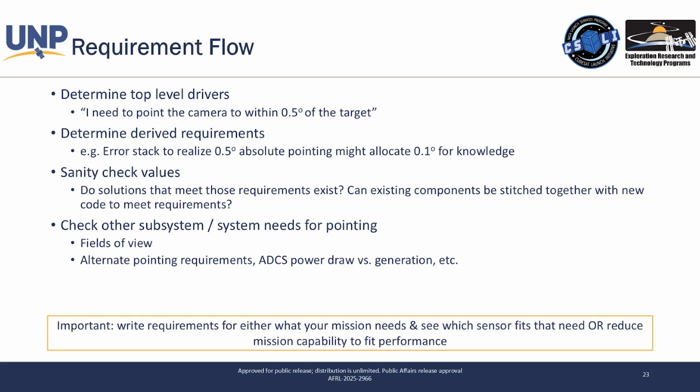And then check your other subsystems. Fields of view, right? Do my antenna fields of view all align the way I need, right? Is down towards Earth? Is GPS pointed out towards space and not towards Earth so I can see the GPS satellites? Those types of things. We have talked about this a little bit, but you write requirements for either what your mission needs and see if you can find capability to meet that, sensors and actuators, or figure out what actuators you actually have and bound your mission into that scope. So you may have to cut stuff down to be able to meet what attitude control is capable of.